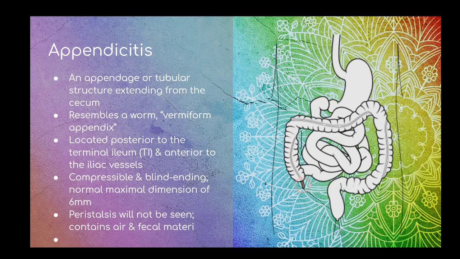The other big thing with the appendix is that it doesn't peristalse like normal bowel does. So we might see something that looks like the appendix, and we're going to sit and watch it. And if it starts to peristalse, then it's probably small bowel, and we got to find something else that looks like an appendix. Usually within the appendix, we'll see a little bit of air and a little bit of fecal matter within it as well.